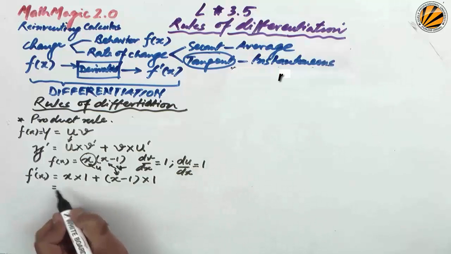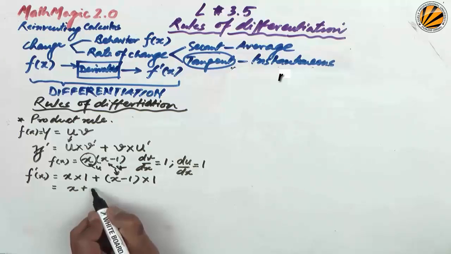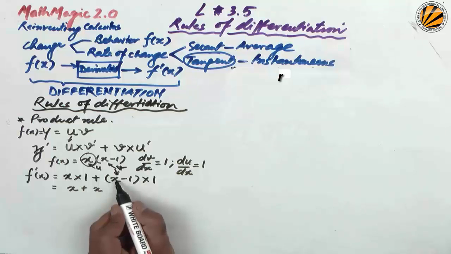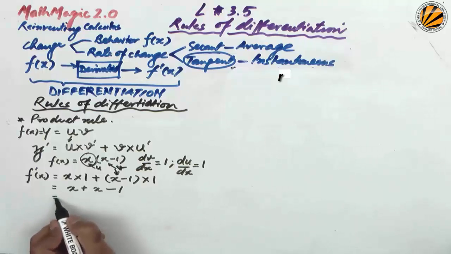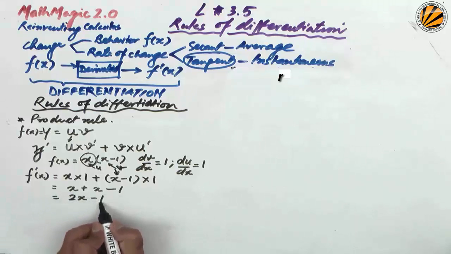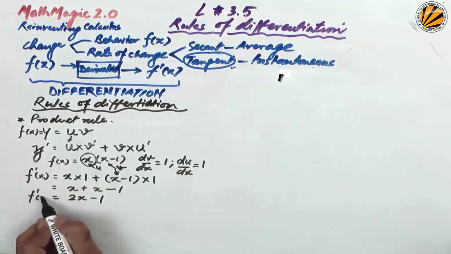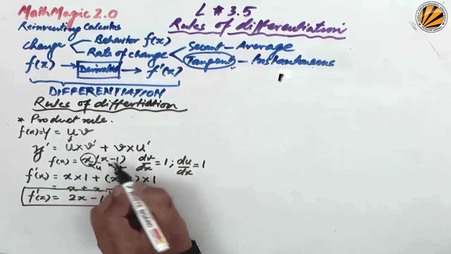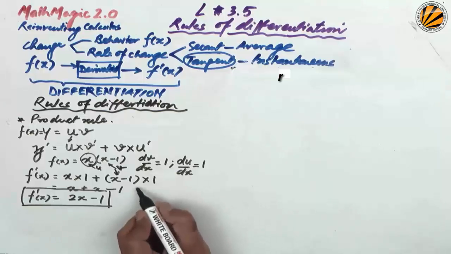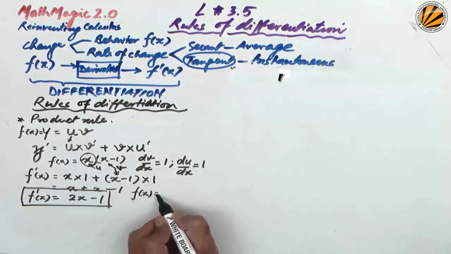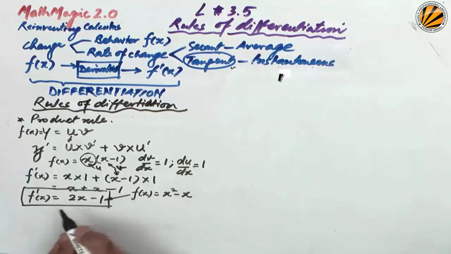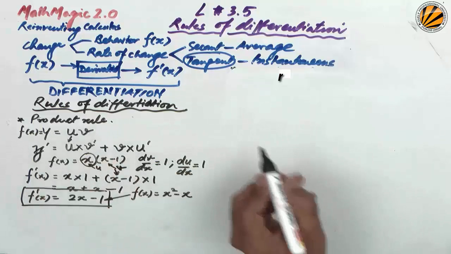So if I evaluate and assess this, it is going to be x plus x minus 1. So this is going to be equal to 2x minus 1, and this is nothing but the derivative of the product of two functions, that is x into x minus 1. If we take it directly like this, and expand the function as x square minus x, it will reveal the same derivative. But this we have found using the product rule.